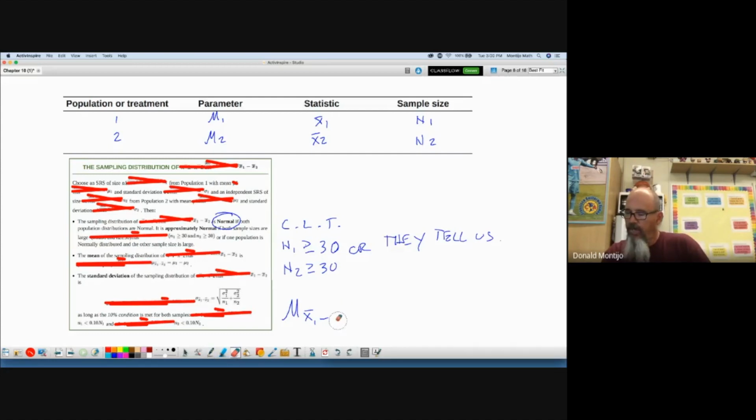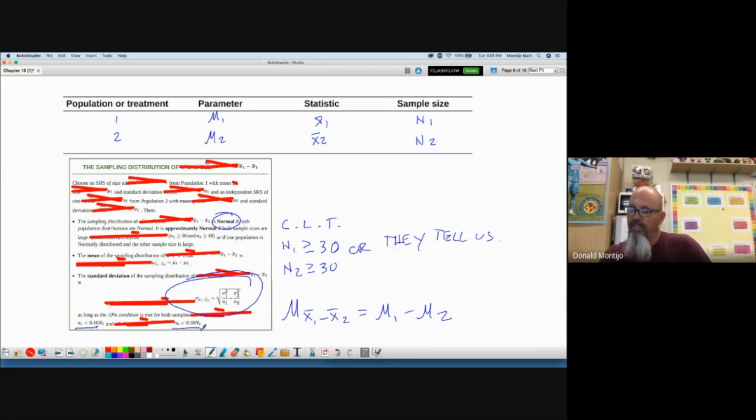Well, what is the mean of x bar 1 minus x bar 2? If I want to find the difference in the sample means, I simply subtract them. So the mean of all the different possible samples I could find would be mu1 minus mu2. And then the standard deviation. When am I allowed to use this formula for standard deviation? If the population is at least 10 times the size of the sample, or as the book refers to it, the 10% condition is met for both samples.